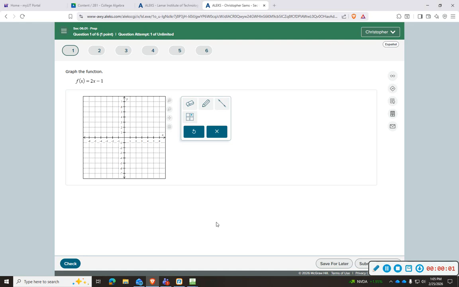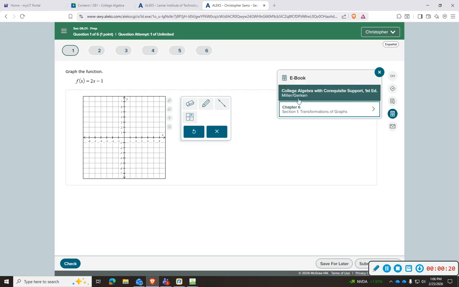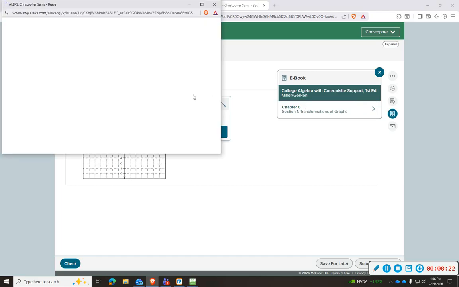Right, today we're going to be looking at section 6.1 prep. I want to direct your attention to a couple of things. We're going to be looking at graphs and transformations, and so this is getting you ready for at least the graphing of them. I do encourage you to go to the ebook, so I'm kind of pulling it up from the side, the homework panel.